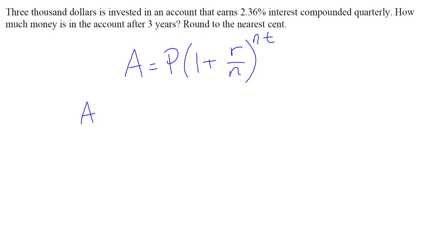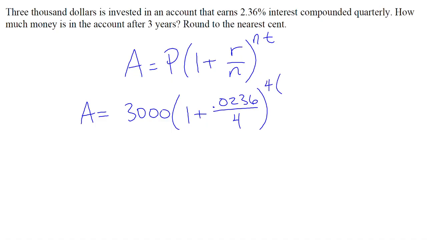So our final amount should be our principal of 3,000 times 1 plus our interest rate of 0.0236 when we turn 2.36% into a decimal, right? We divide by 100, divided by the number of times compounded per year. And if we're compounding quarterly, that's 4 times per year. And then up here we have 4 times the number of years, which is 3. So we're just going to put all of that into our calculator.